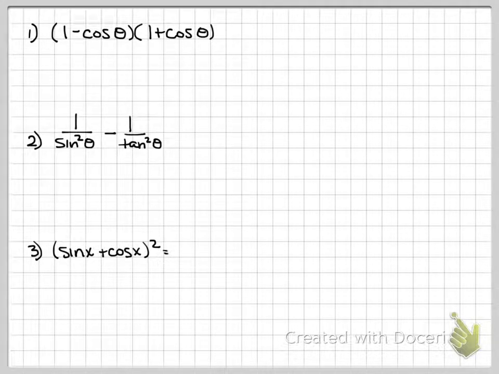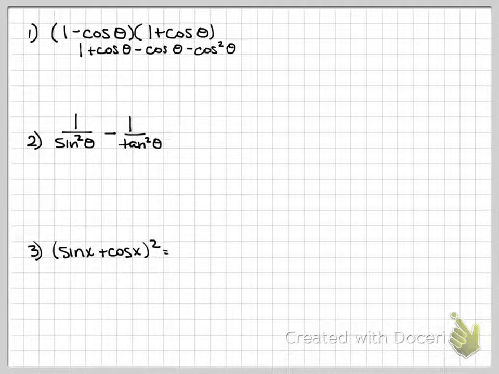So we're going to take 1 times 1 is 1. 1 times cosine is cosine of theta. Negative cosine theta times 1 is negative cosine theta. And negative cosine theta times a positive cosine theta is negative cosine squared theta. Notice where the squared goes. The square goes between the cosine and the theta. It's not after the theta.